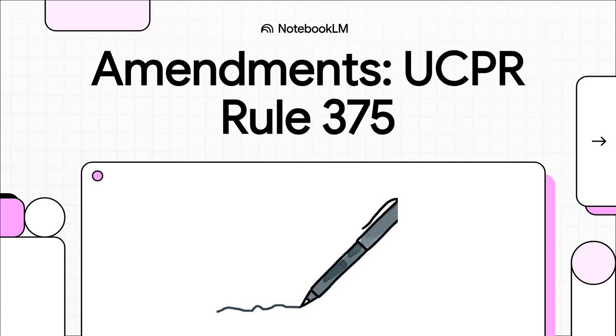Welcome to The Explainer. Today, we are tackling a skill that is absolutely fundamental for any aspiring Queensland barrister, mastering the power to amend pleadings under Rule 375 of the Uniform Civil Procedure Rules. You get this right, you can save your case. But if you get it wrong, well, you could be in the tough spot of explaining to a judge why you've just wasted everybody's time.